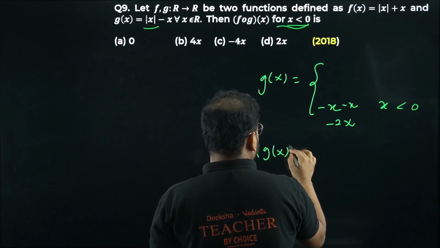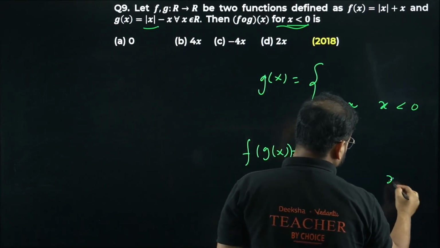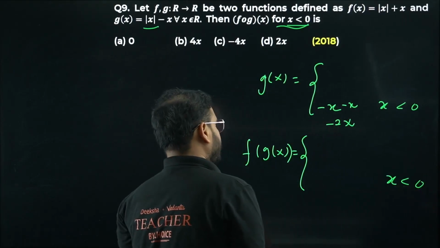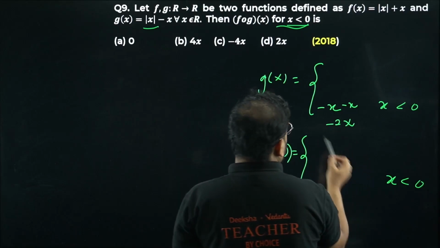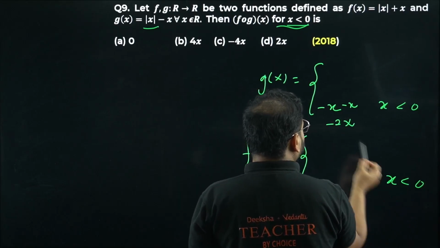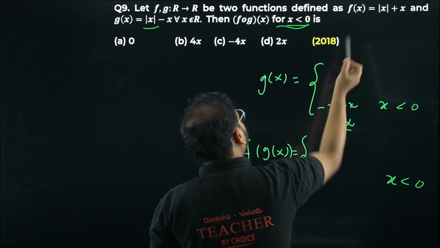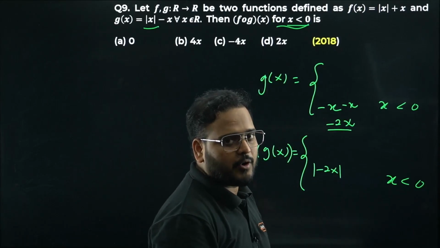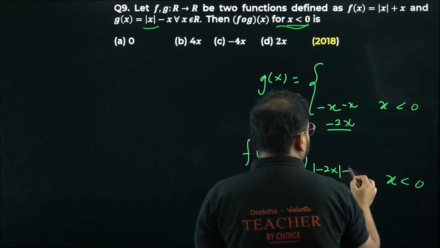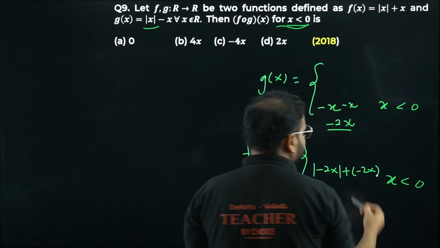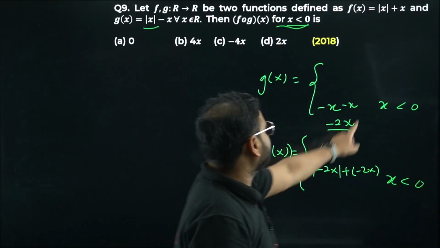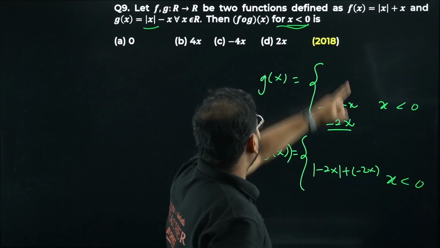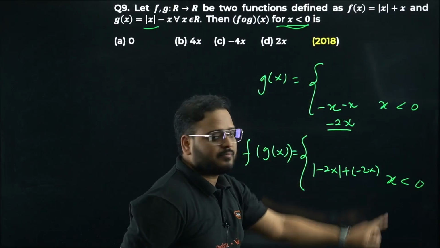We'll define again for x less than 0. Check this out. What will happen? For x less than 0, this is going to be the g value. We'll put it here. We get mod of minus 2x. Correct? Mod of minus 2x, and this x will become plus minus 2x. Correct or not? This is the function, right? Please check f(x). That's the function, okay? So we have mod of minus 2x plus minus 2x.